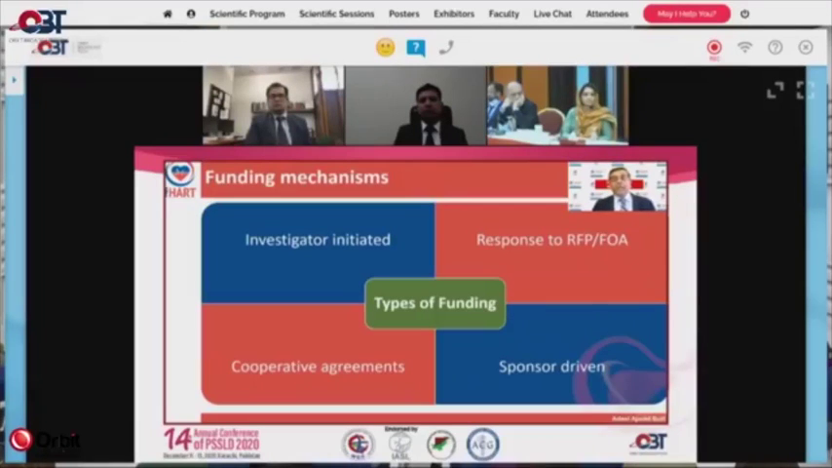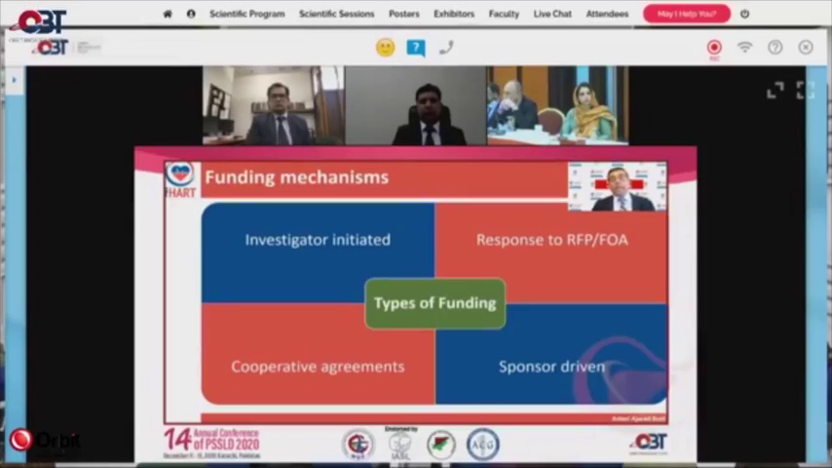You could also respond to specific requests for proposals or funding opportunity announcements. So these are more targeted funding mechanisms. In other words, the agency may have identified a specific need or a specific area which is understudied or a special area of interest for whatever reason, and they will put out an announcement that they would request applications specific to that area or that field.